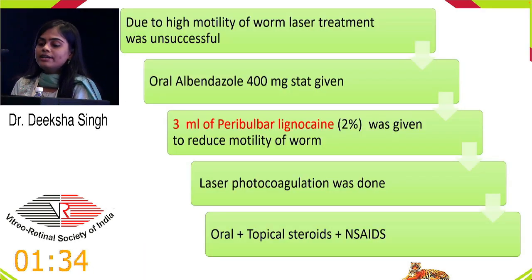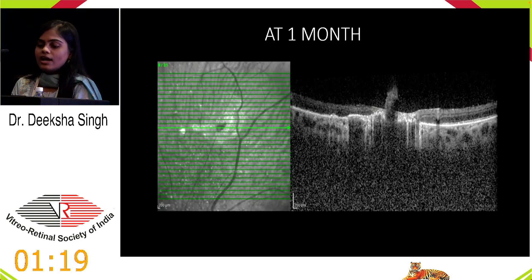Due to high motility of the worm, laser treatment was unsuccessful. So oral albendazole 400 mg stat along with 3 ml of peribulbar lignocaine was given, and then laser photocoagulation was done. Oral and topical steroid along with NSAIDs was given. At 1 month of follow-up, OCT showed resolution of the macular edema with residual scarring.